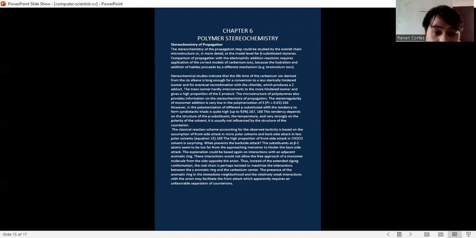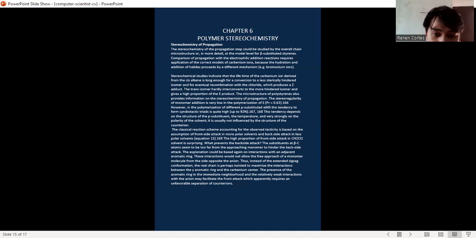The trans isomer hardly converts to the more hindered isomer and gives a high proportion of the E product.